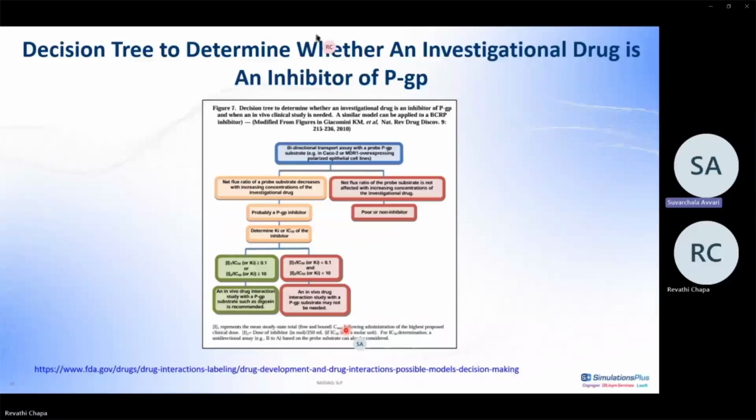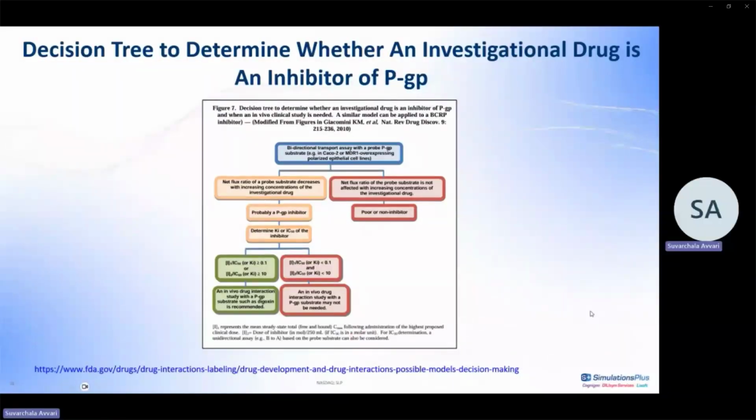And then, similar to the decision tree that we have seen to investigate whether the investigational drug is a substrate of certain transporters, here we can see a decision tree to determine whether an investigational drug is an inhibitor of PGP, OATPs, and OATs. Starting with the decision tree for PGP, the sponsor should conduct studies to determine if an investigational drug inhibits the efflux ratio or net flux of a known PGP or BCRP substrate in Caco-2 cells or MDR1.